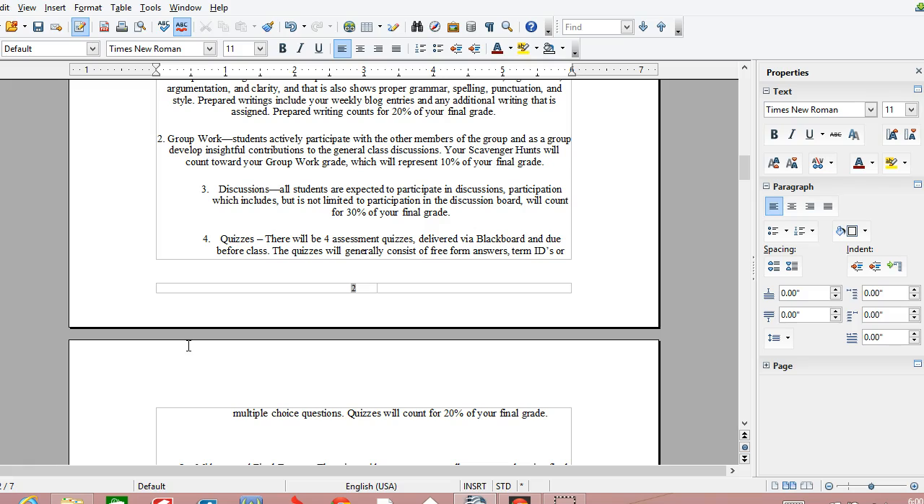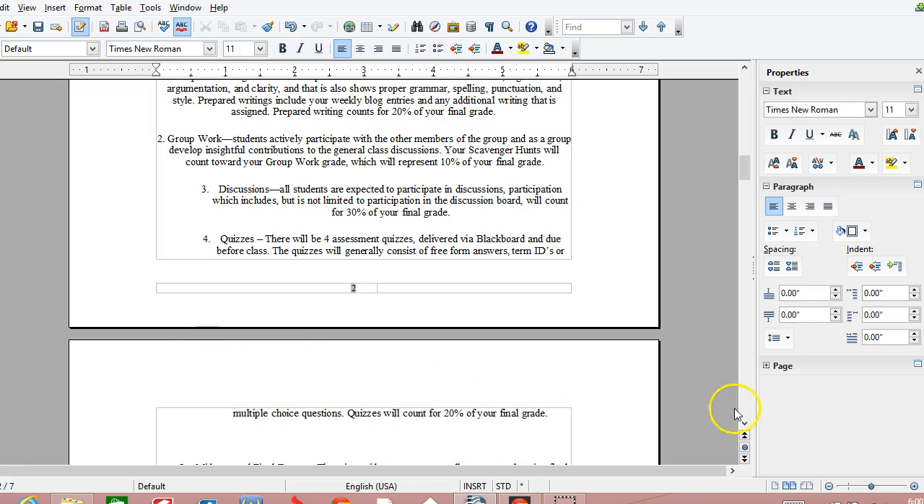Ignore it. All students are expected to participate in discussions on the discussion board, which counts for 30% of your grade. Take the discussion board pretty seriously. I'm going to assign a weekly grade to your posts, but I do keep track of who's posting, how often, and what they're posting, and that will count toward your discussion grade.